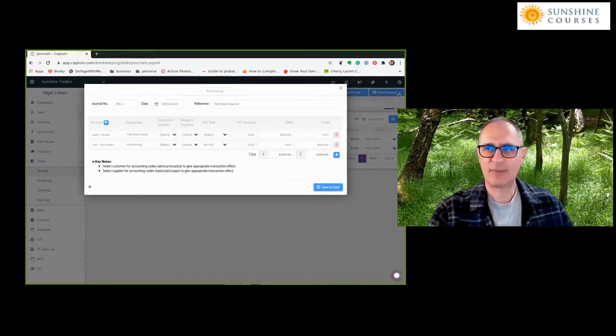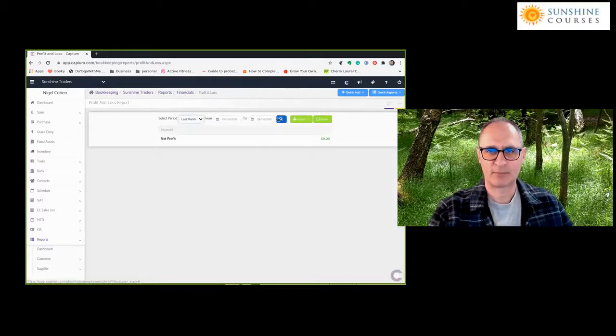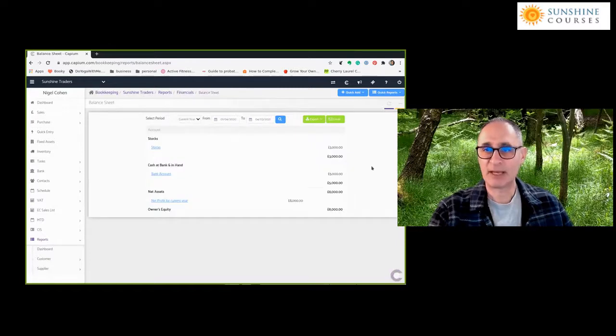And let's have a quick look at the profit and loss account and balance sheet for February. So again, let me just pick the last month. And in the month, you can see there's a net profit of nil. And let me look at the balance sheet now. In the balance sheet for February, I've got my overdraft of £3,000, and now I've got stock of £3,000.